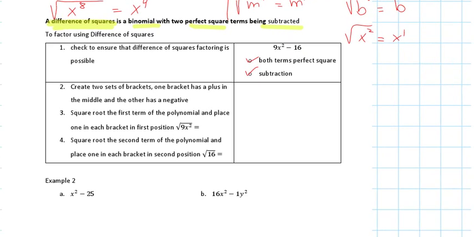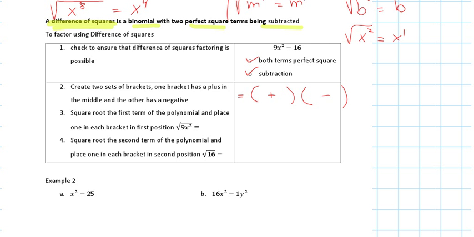To factor this difference of squares, first you're going to write two brackets. Okay? You're going to right away set up your two brackets. In the first bracket, you're going to put a plus, and then in the second bracket, you're going to put a minus. I'm going to show you multiple steps so you get used to it, but at the end, you're only going to write your final step. But I'm going to show you how in your head you should be seeing this.